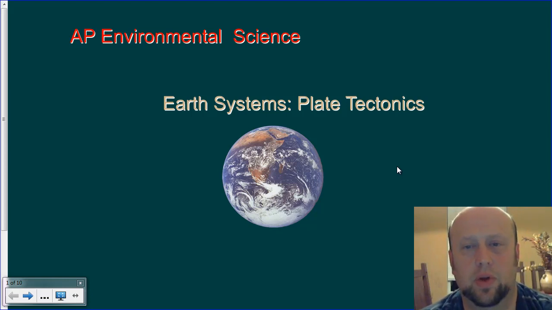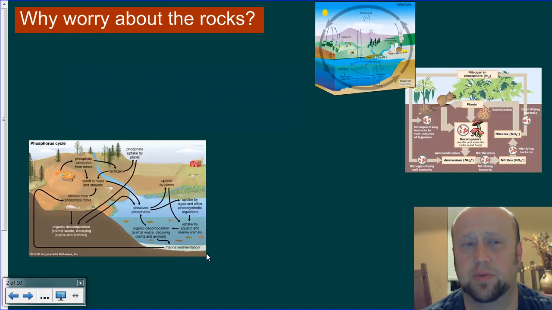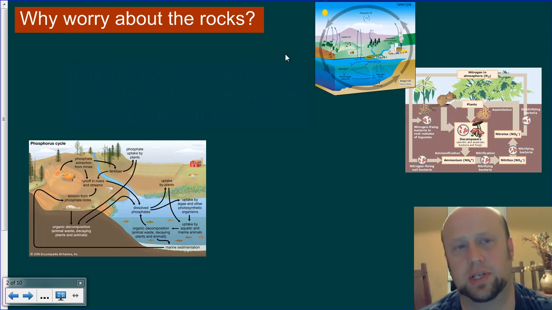We're going to run through some stuff on Earth systems and plate tectonics. And it might seem like this is a little out of our wheelhouse for environmental science, but it's really not. The question that pops up when we say we're going to talk about Earth systems and tectonic plates and earthquakes and all that is, why would we worry about that? What does that have to do with environmental science?